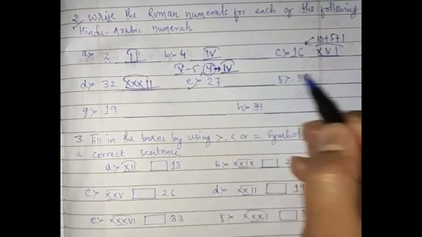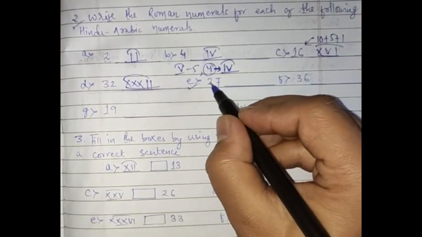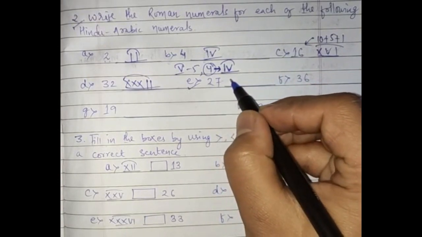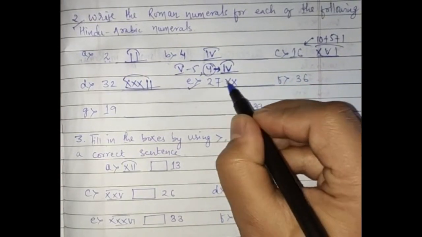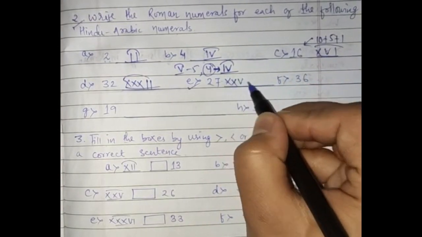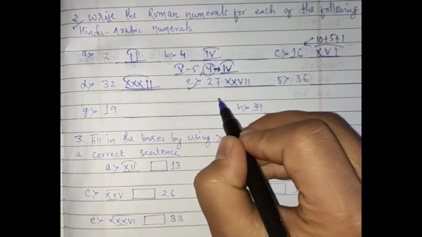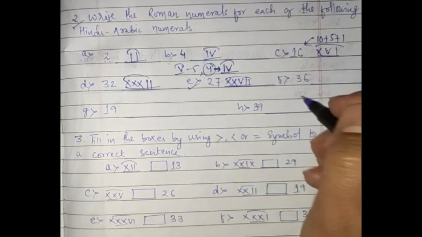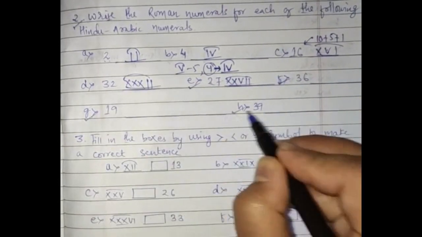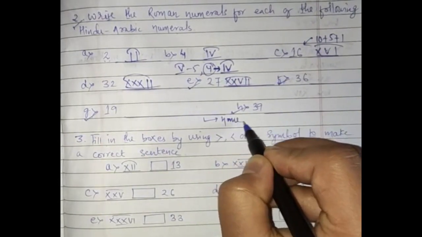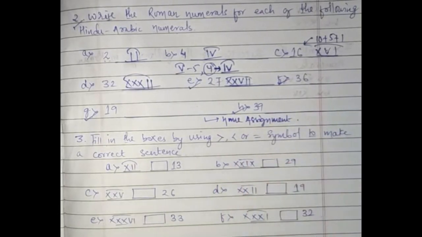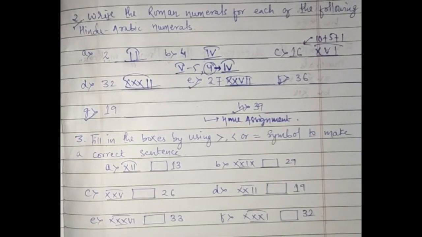Question number E, we can write this 27 in the form of XXVII, because this represents 20, then V is 5, then 2. So this is representing your 27. Number F, G, H will be a home assignment. This is easy, you'll do it yourself.